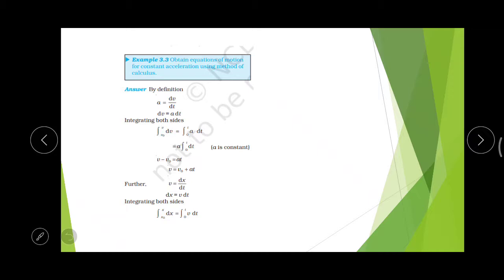By rearranging that equation, we can rewrite it as dv is equal to a into dt. Now we are going to integrate both sides. Actually, integration is exactly the opposite of differentiation.